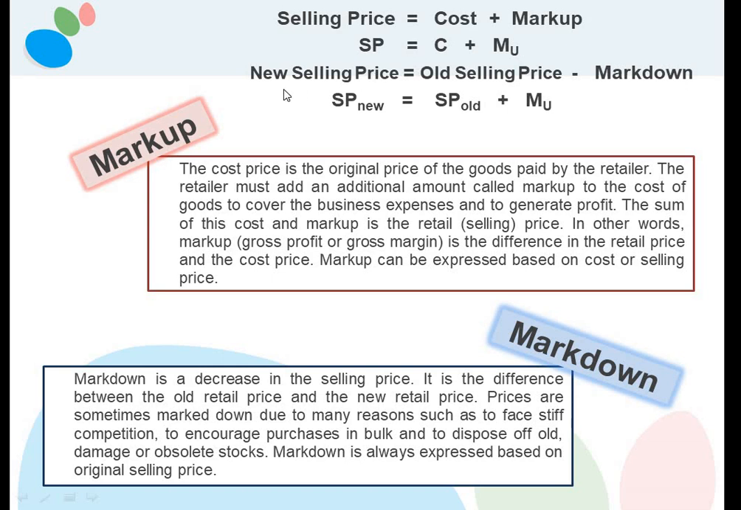And then the second formula, new selling price equal old selling price minus markdown. Okay, markdown is the difference between your old selling price and new selling price, or we can write it down as SP new equal SP old. Alright, I'm sorry, there are some typos here. This is not add but minus, and this is not MU. Okay, this one is MD. So SP new equal SP old minus MD.